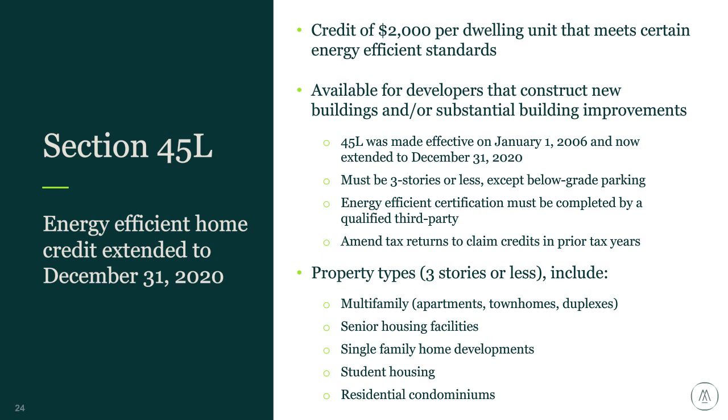So now we're going to get into another polling question. The question is, if a taxpayer constructs a 5-story apartment building, the taxpayer is able to receive which energy efficient tax incentives? A is Section 179D, B is Section 45L, C is both A and B, and D is none of the above.